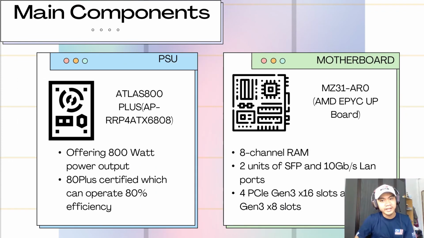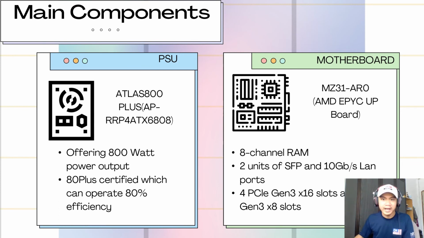Now about the power supply unit and the motherboard. For the power supply, I chose the Atlas 800 Plus. This power supply offers 800 watt power output, which can supply continuous power to our working server 24/7. This power supply is also certified with 80 Plus certification, which is proven to operate at up to 80% efficiency.